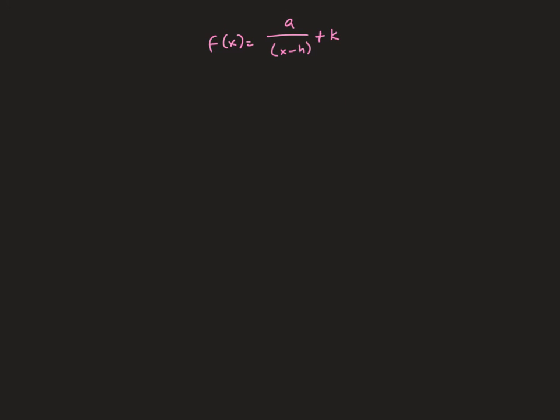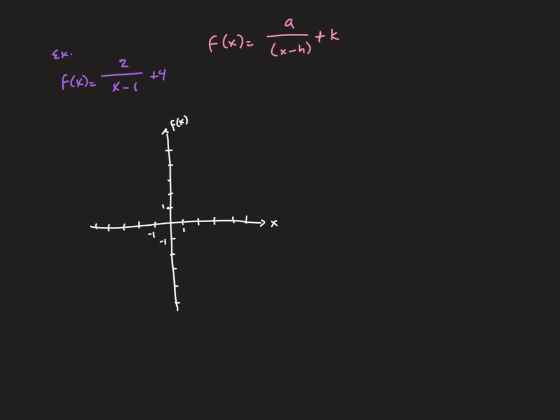So if I have a function, and a stretches it, I know I have a function that's been stretched by 2. x minus h moves it left or right. So h here in this case is 1, so that means I have moved right plus 1. And then k moves it up or down, and here I have 4, so that means I have moved my function up 4.